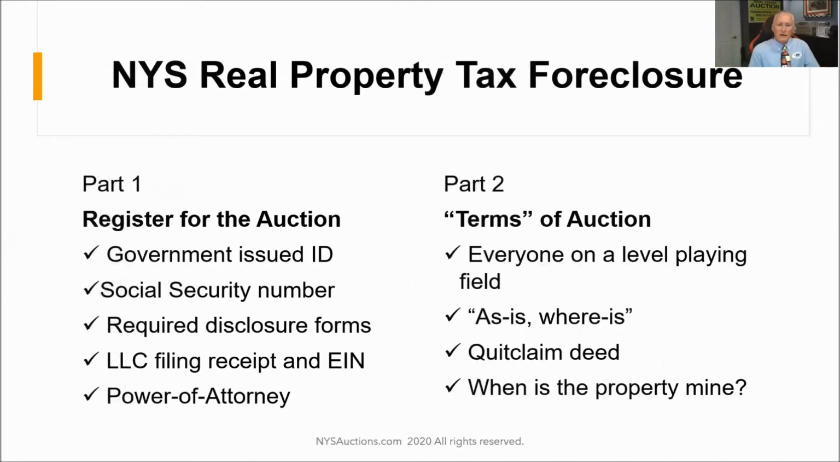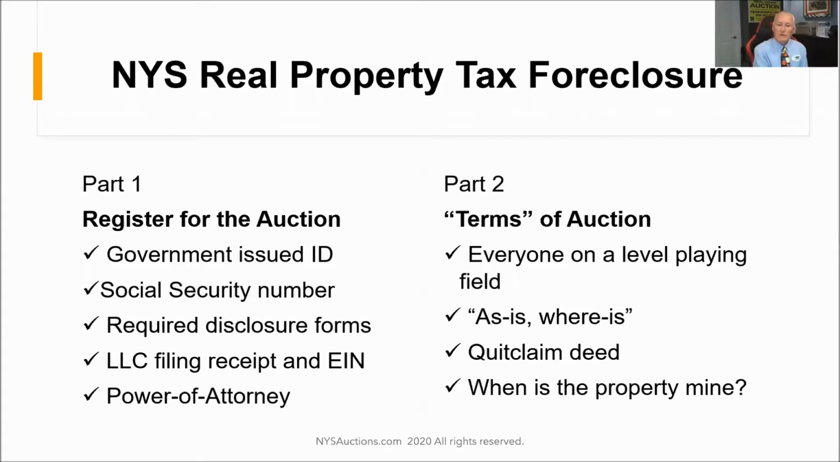So, in order to get underway tonight, we broke this into 2 parts. The first piece is registration for the auction. We'll talk about the kind of ID that you need, the different numbers that are required, and the different forms that you'll be signing to participate. If you're going to be registering as an LLC or as an incorporated entity, we'll cover what's required of that, and we'll talk about power of attorney.